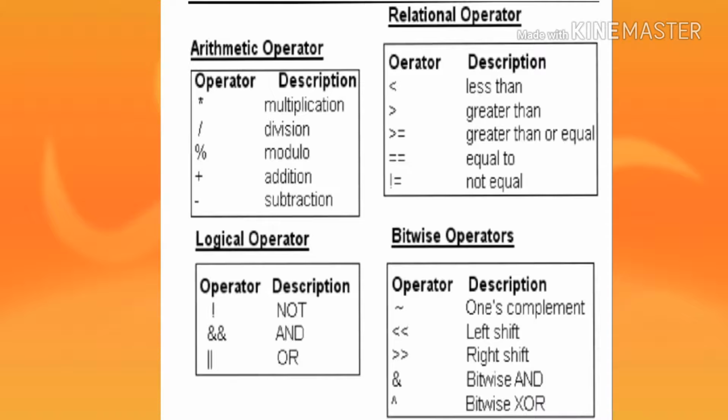Then relational operators, which include less than, greater than, equal to, or not equal to. Then comes the logical operator, in which not, and, or are present. Then comes the bitwise operator, in which one's complement, left shift, right shift, bitwise AND, and bitwise XOR are present.